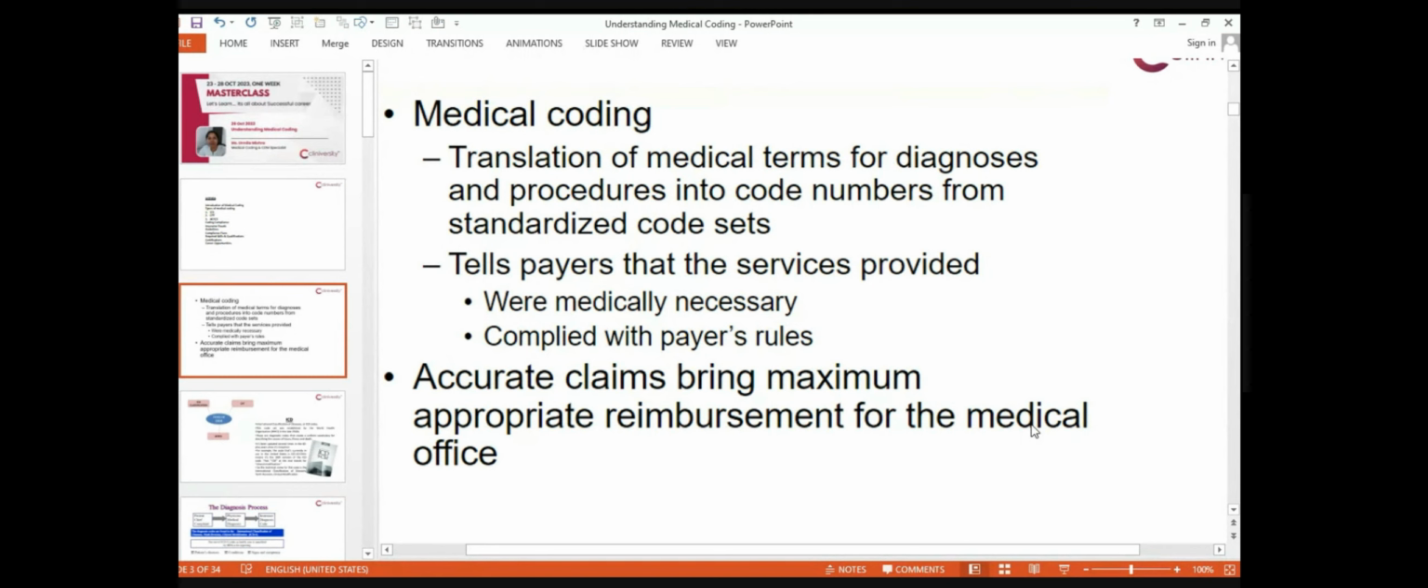Through medical coding, it is conveyed to the payers, the ones who are going to pay, that is the insurance company, for the treatment and diagnosis of the patient provided by the providers. Here, providers are nothing but the healthcare professionals, like any physician at their clinic or any hospital, etc. So medical coding indicates to payers that the services provided were medically necessary and complied with the payer's rules. That's how they are eligible to be paid. Accurate claims bring maximum appropriate reimbursement for the medical office.